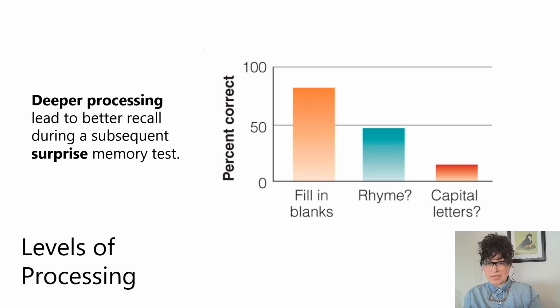And what about rhyming? What does the rhyming condition constitute? Is it shallow? Is it deep? Why does it fall into one or the other? Or why is it somewhere in between? Levels of processing has some problems, including this idea that there were some very circular arguments here.